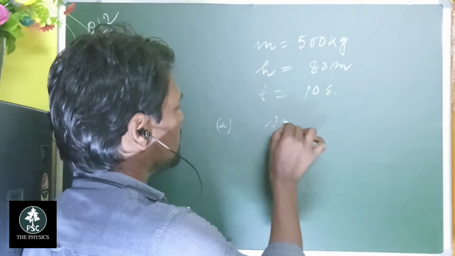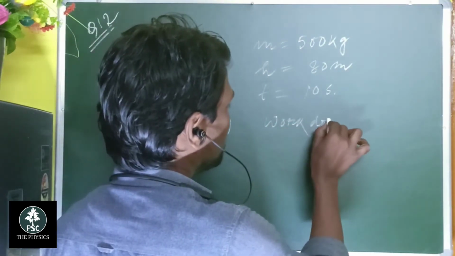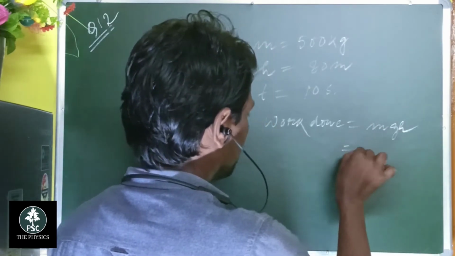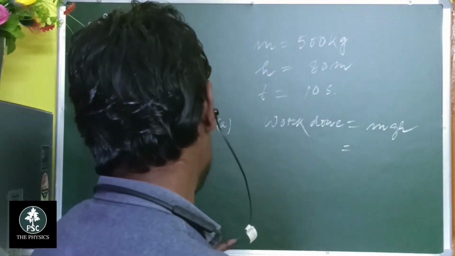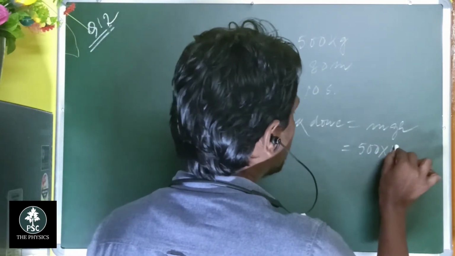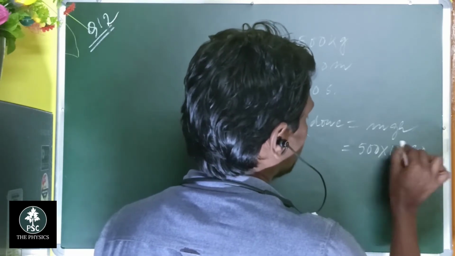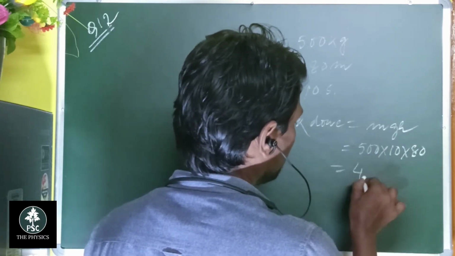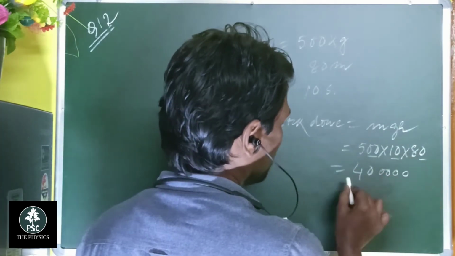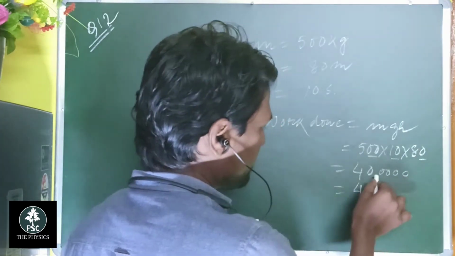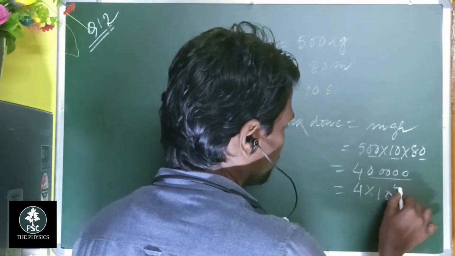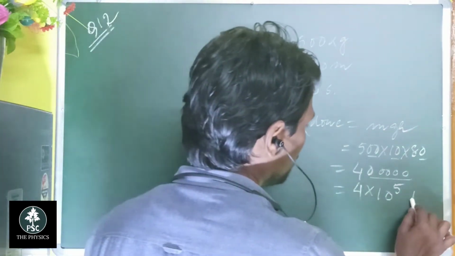So work done by the pump is equal to mgh. Here is g given or not? Yes, it is 10. So m is 500, g is 10, and h is 80. 5 times 8 is 40, and then the zeros follow. So it is 4 into 10 to the power of 5 joule.